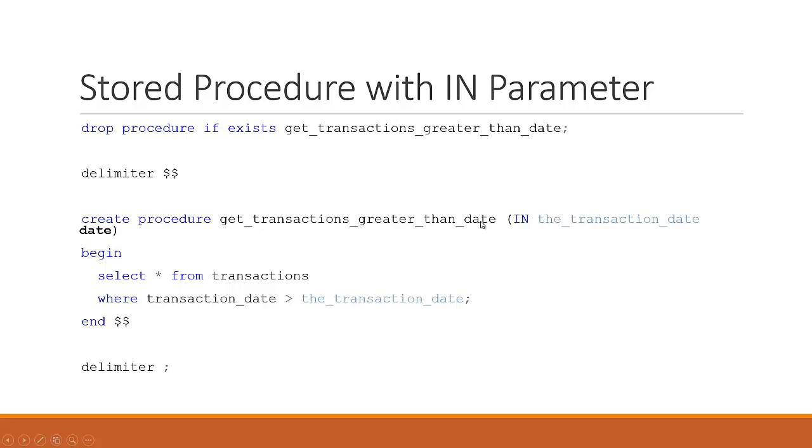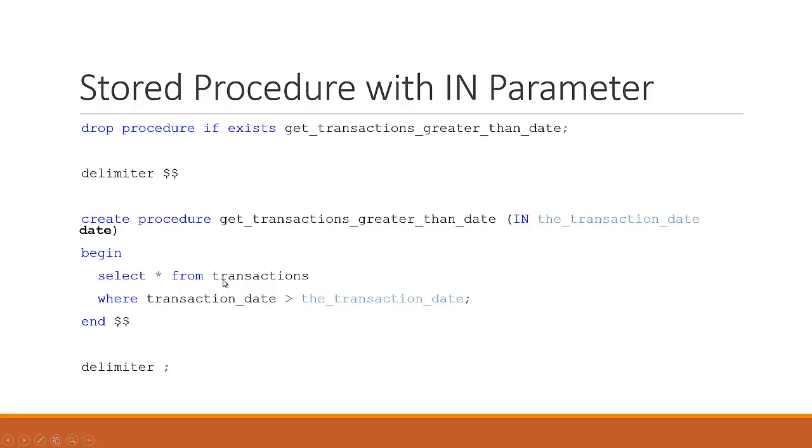So I want to get transactions greater than some date that we pass in. Then we define it as an in parameter because we want to use this as an in parameter. We don't care about using this transaction date outside of this procedure. We don't really need to know about it. We want to just get the data returned as a result of using the transaction date being passed in inside of our logic. So having said that, let's take a look at what happens. We just say select star from transactions where transaction date is greater than, and then we use the name of the parameter that we have passed in, which is called the transaction date.